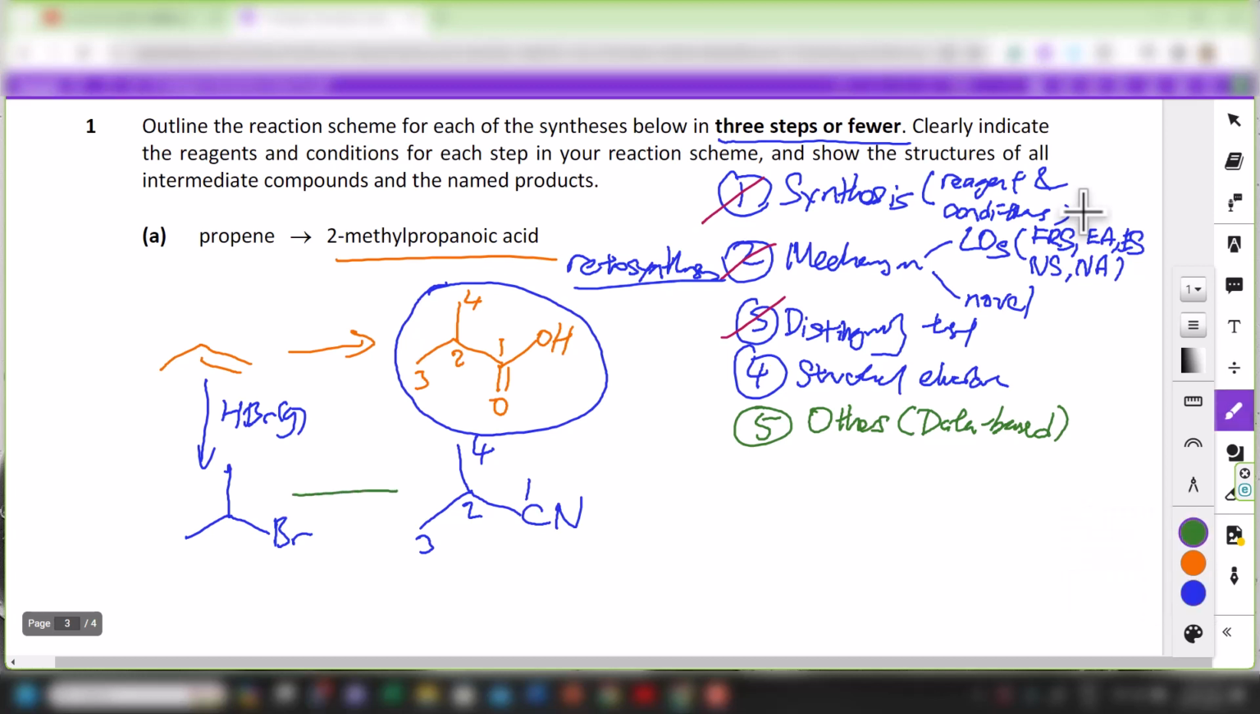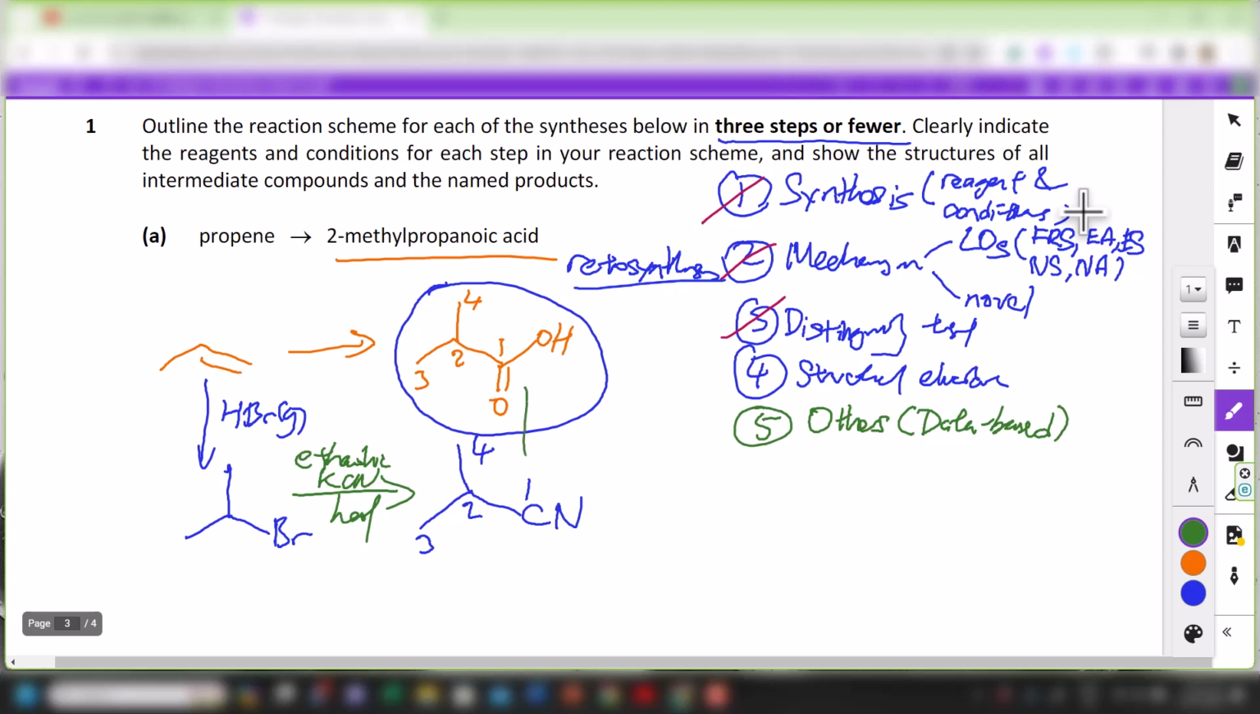Then the next reaction will be nucleophilic substitution. This is a new reaction you have learned in this particular chapter. So you need to know the reagents and conditions as well. Usually we do it with KCN dissolved in ethanol, or we call it ethanolic KCN, and then we heat it. The cyanide will perform a nucleophilic attack on the carbon bonded to the Br. So in this case, I'm going to get the cyanide in.